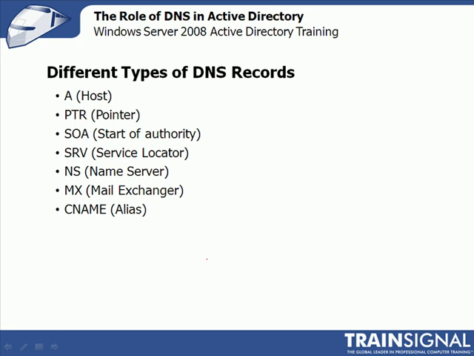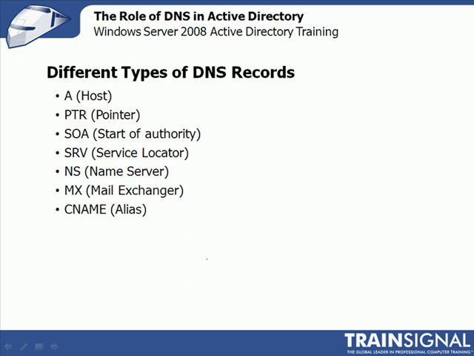NS record, now there's the one I actually mentioned just a little while ago when we were talking about stub zones. Those are the name server records. Those represent the names of DNS servers that are authoritative for a zone. We have MX records, which are known as mail exchanger records, which have to do with email, if you're looking for an email server for a certain name or area of namespace.